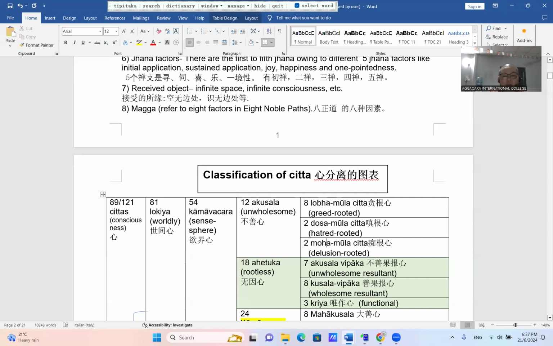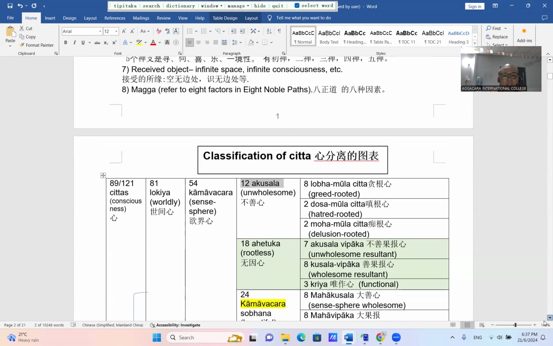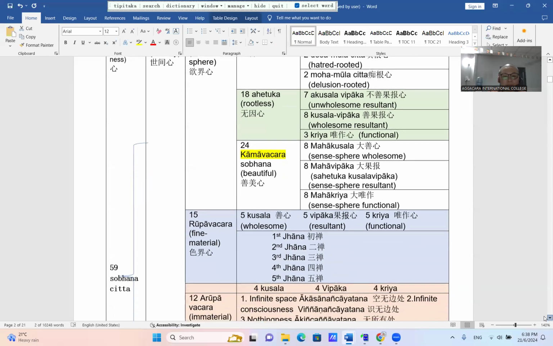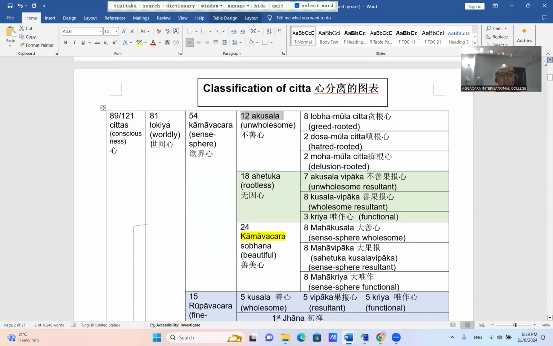Whenever you or anybody does some bad action, some unwholesome action, either greed or hatred or delusion, these will come out. You'll be surprised that out of the 89 cittas, these 12 is actually very small compared to other numbers, like 18, 24, 15 and so on. But even though this akusala is only 12 of them, they arise most of the time, because they say the first citta that arises is actually a greed for existence.